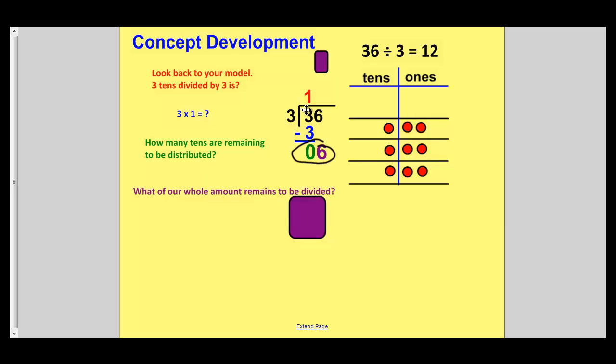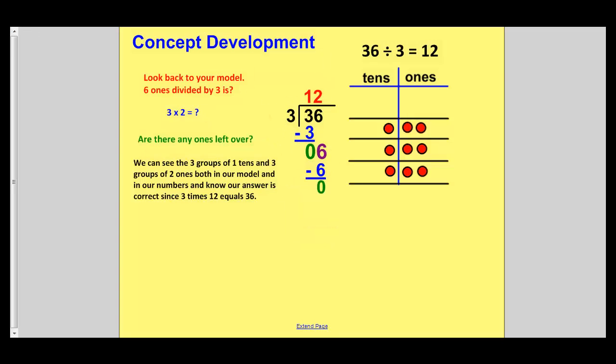So if I stopped right now and I said that 36 divided by 3 was 10, I would not have divided this 6. I would have only divided 30. 30 divided by 3 is 10. That's why whatever is left down here, you have to keep dividing until whatever is left below the division bar is less than what you're dividing by.